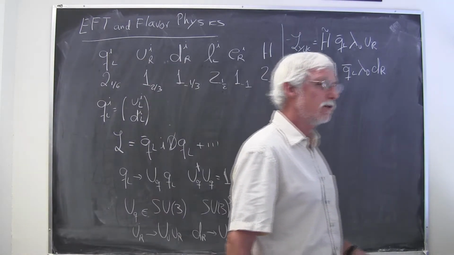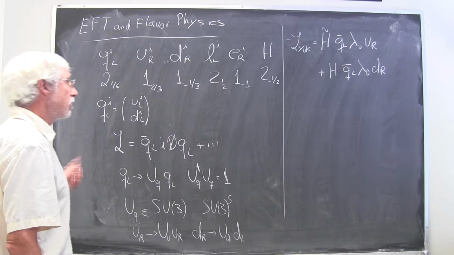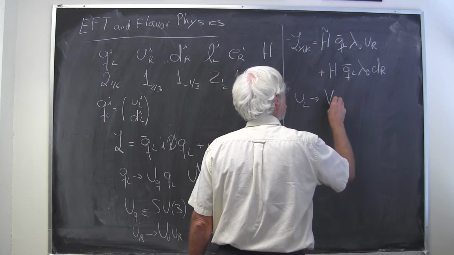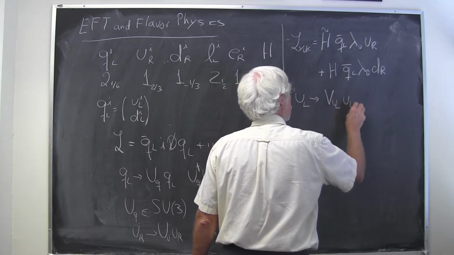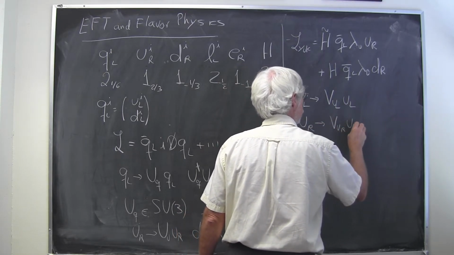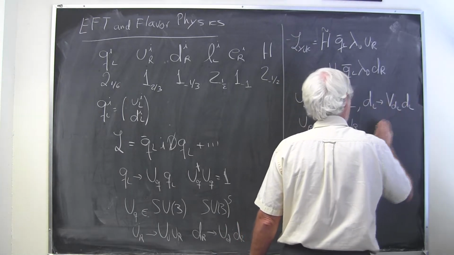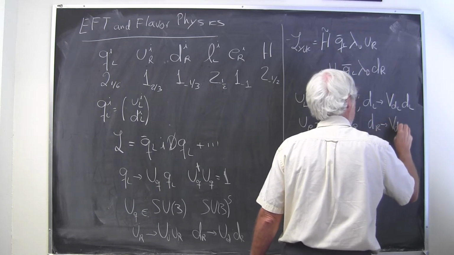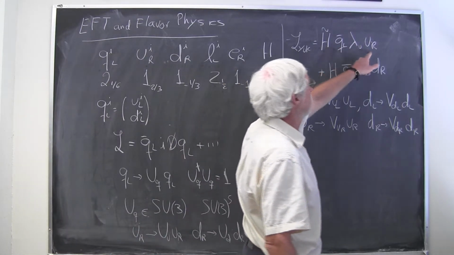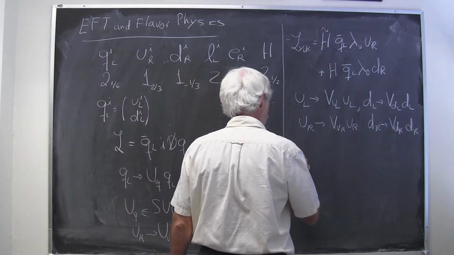So it's useful to make a redefinition of the fields to bring those mass matrices into the diagonal form. And in order to do that, what we will do is rotate each one of these multiplets by a different unitary matrix. And when you do that, the neutral part of this term, which is the one that gives rise to the mass matrix for the up-type quarks, rotates as follows.